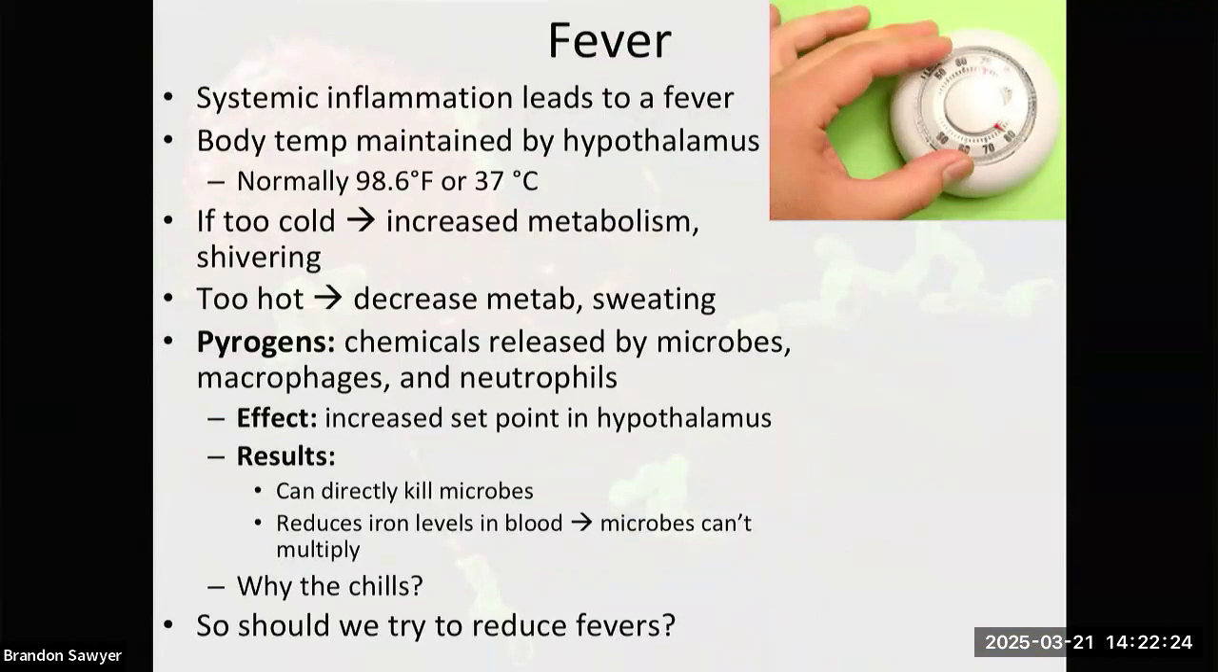Okay, another one of those things that doesn't feel helpful, but is, is a fever. A fever is when we have some form of systemic inflammation, and it makes our body temperature rise. Normally our body temperature is somewhere around 98.6.